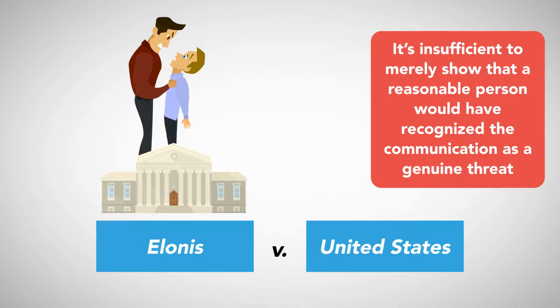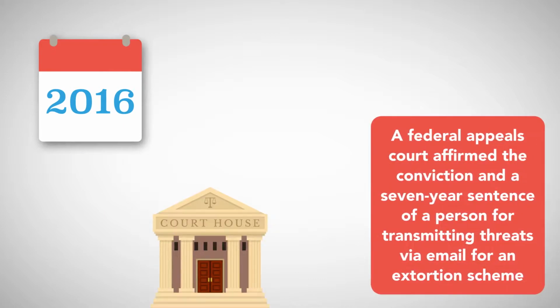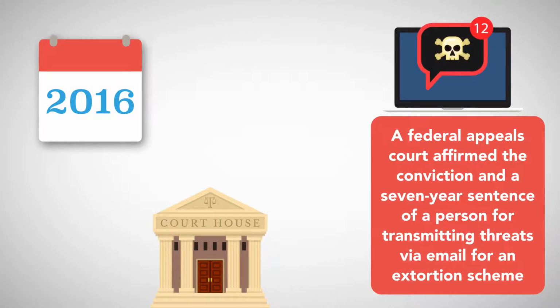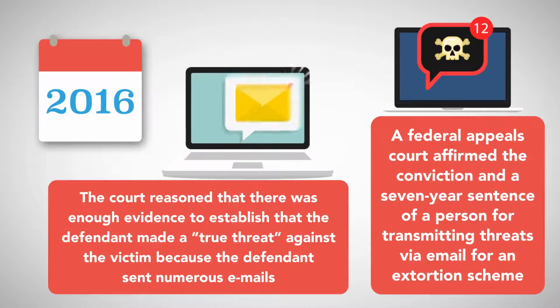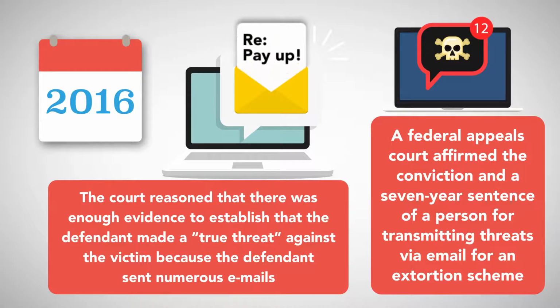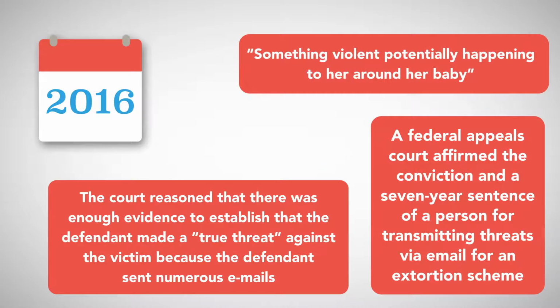With Elonis's guidance, in 2016, a federal appeals court affirmed the conviction and the 7-year sentence of a person for transmitting threats via email for an extortion scheme. The court reasoned that there was enough evidence to establish that the defendant made a true threat against the victim because the defendant sent numerous emails saying, "Pay up or else," threatening his former wife with probably being hospitalized and threatening something violent potentially happening to her around her baby.